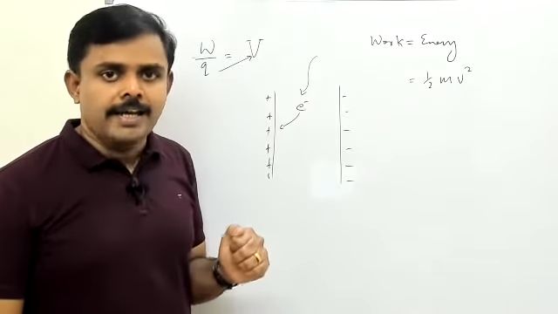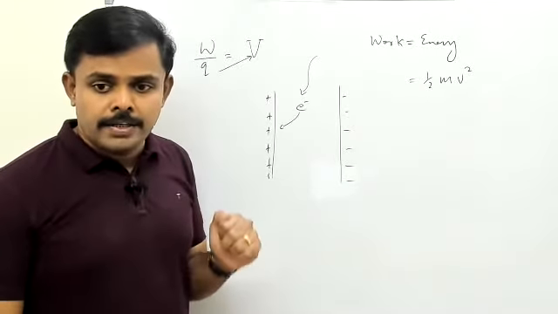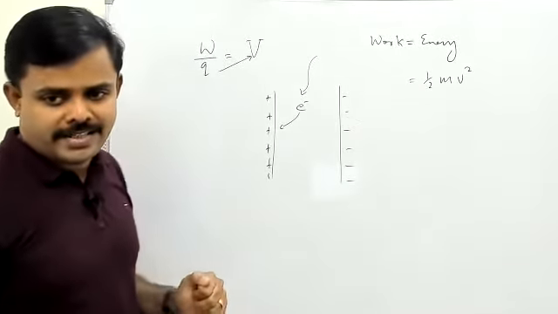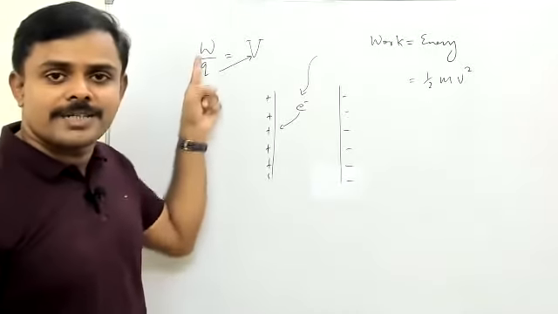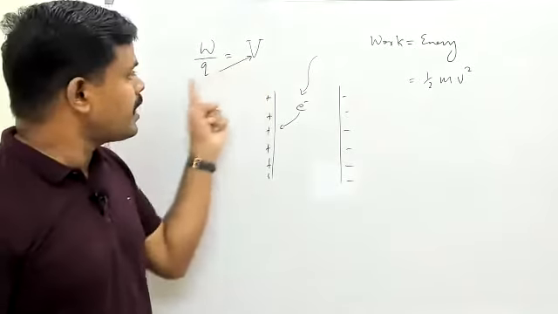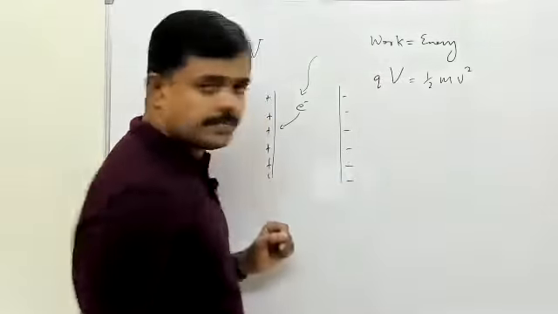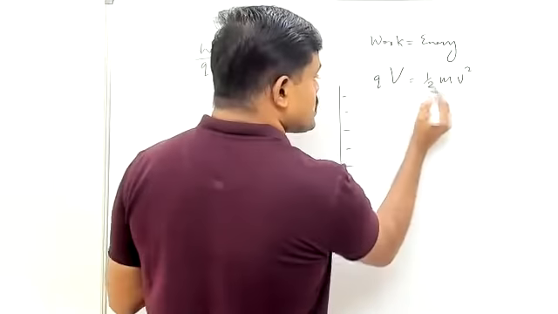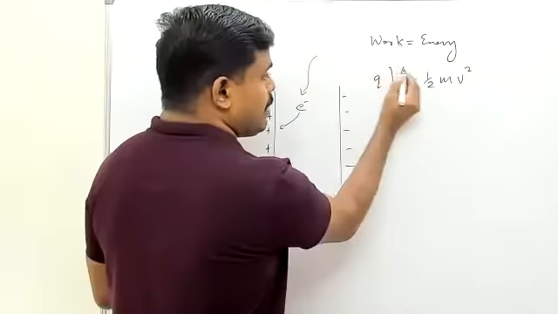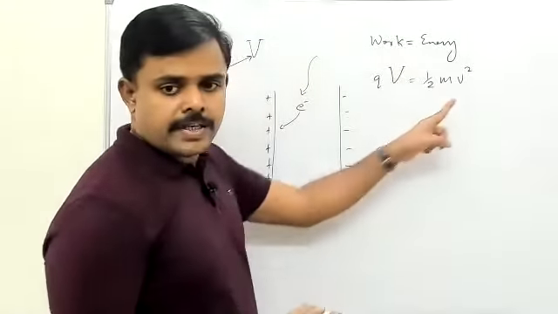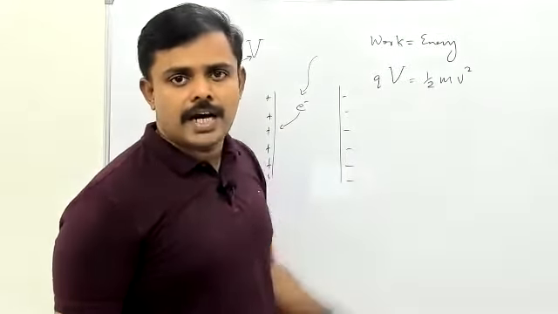Work done to bring a +1 Coulomb from infinity up to the point. So work done per charge is V. Cross multiply, you get Q times V. Remember, this V is potential. That is why I'm using capital letter V for it, while this v is velocity. QV is equal to half mv square.